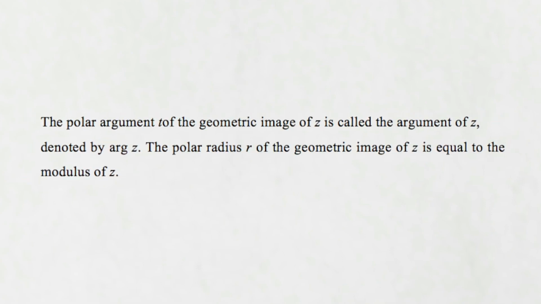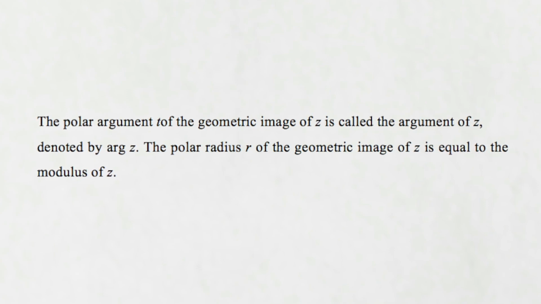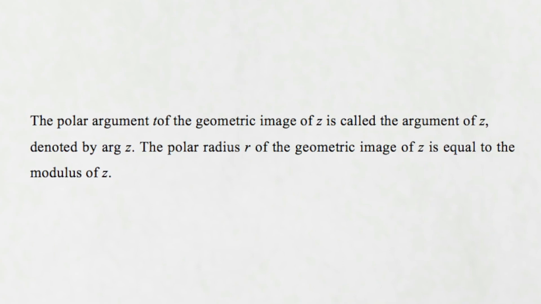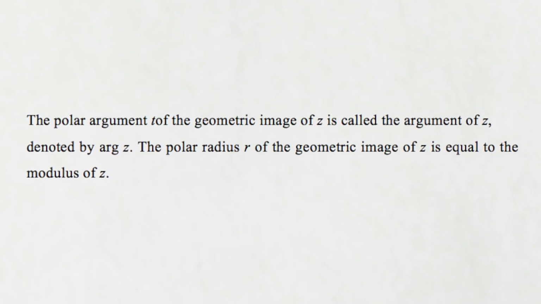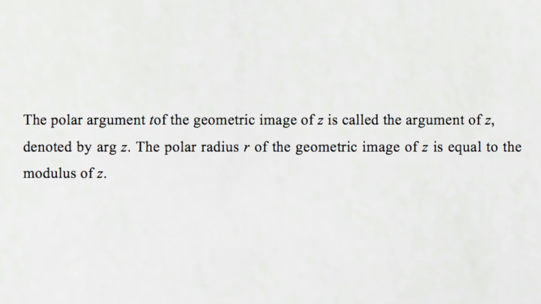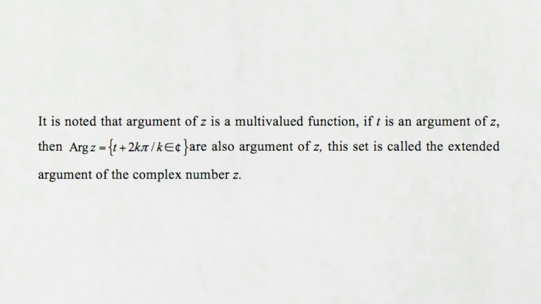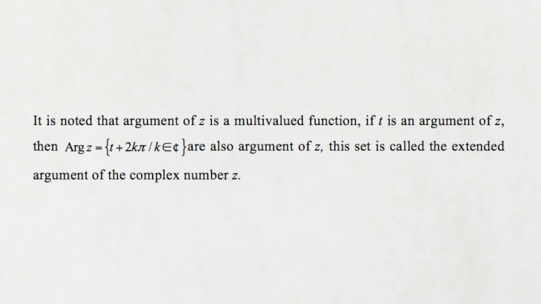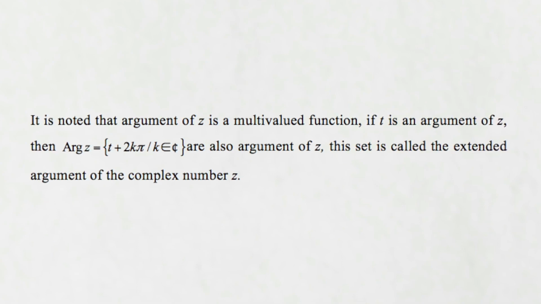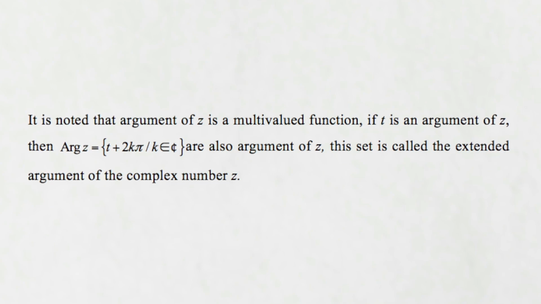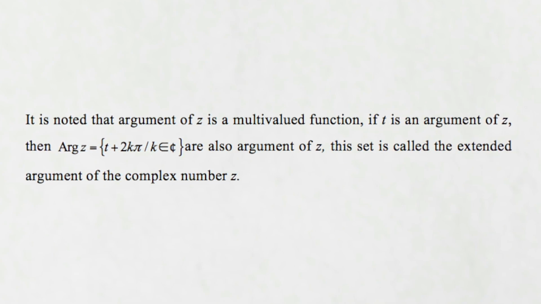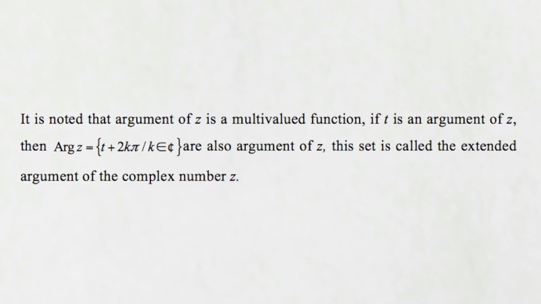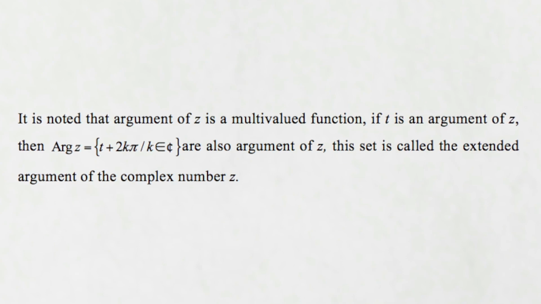The polar argument t of the geometric image of z is called the argument of z, denoted by arg z. The polar radius r of the geometric image of z is equal to the modulus of z. It is noted that the argument of z is a multi-valued function. If t is an argument of z, then arg z is the set of all t + 2k pi such that k belongs to Z, which are also arguments of z. This set is called the extended argument of the complex number z.